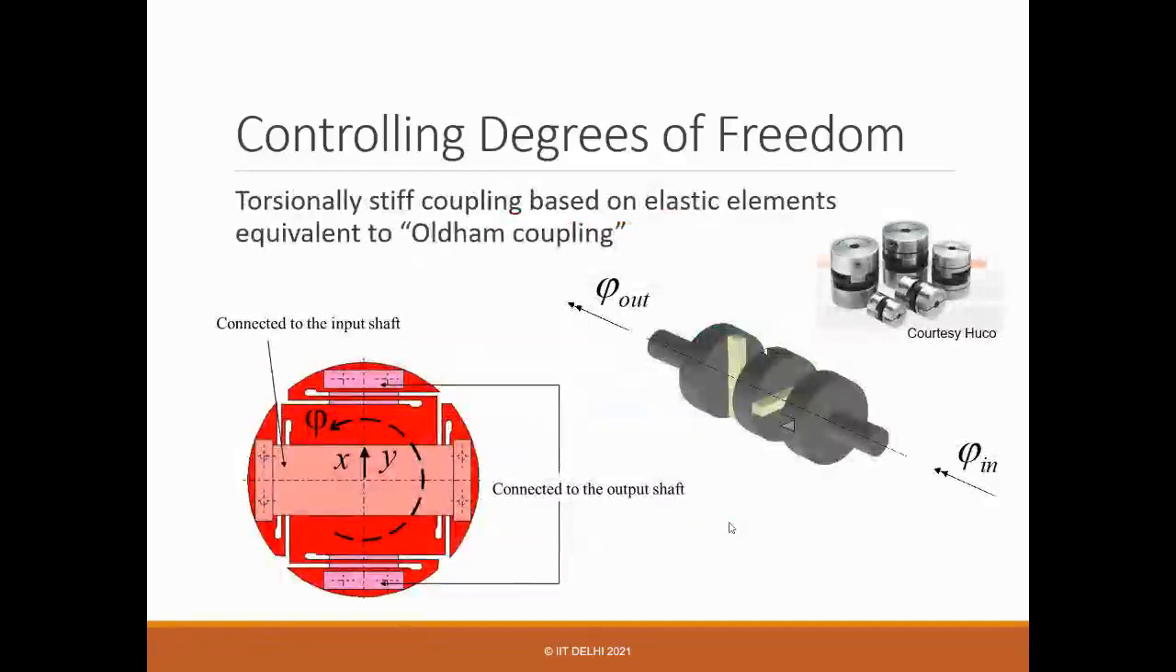A very good example is the Oldham Coupling. If you don't know, please revisit your machine design or machine elements. In coupling, a very popular coupling is the Oldham Coupling, and this concept: theta phi in, phi out, and this is how it works. You have an intermediate member with a slot in the perpendicular direction, so it can slide and provide the rotation. The rotational constraint is always there.